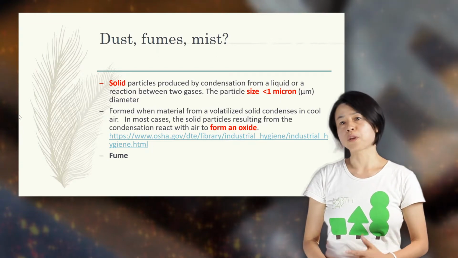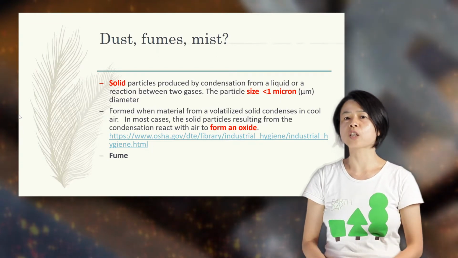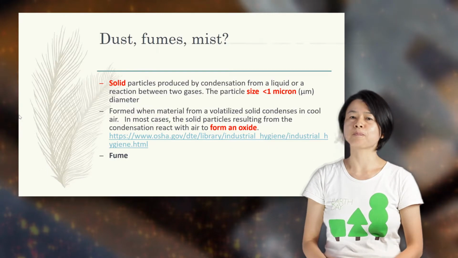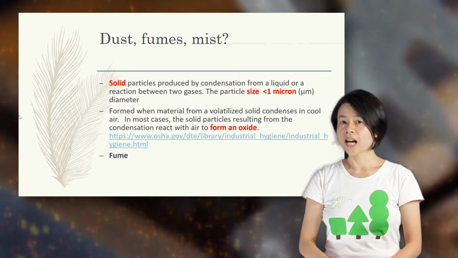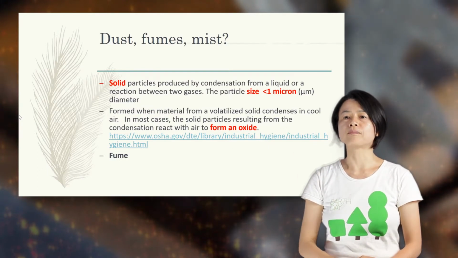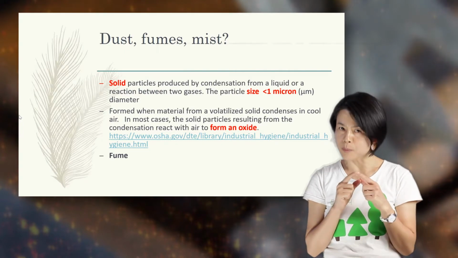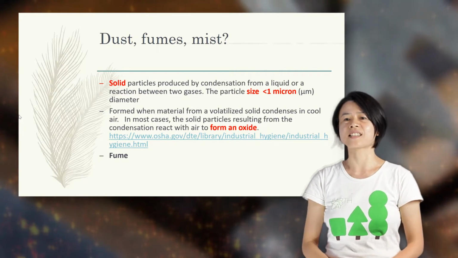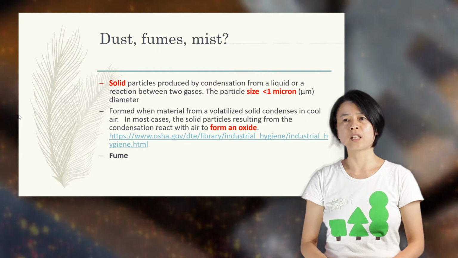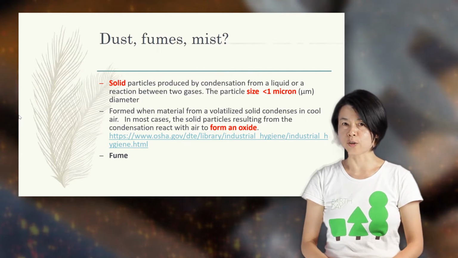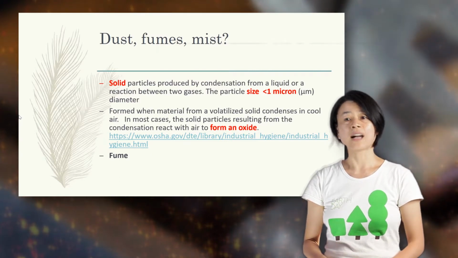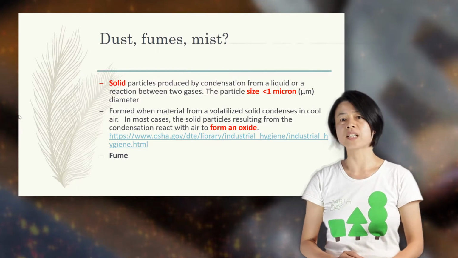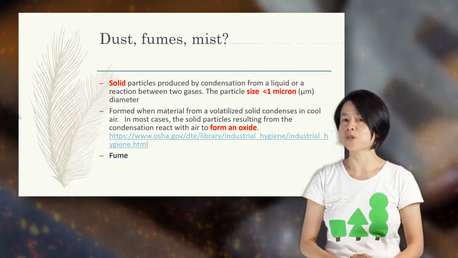The features of fumes include 1. It is also solid, like dust. 2. The size is below 1 micron. Therefore, fumes are smaller than dust in size. Finally, it could be generated by chemical reaction to form an oxide. On the other hand, dust is mostly a byproduct of a machine process.